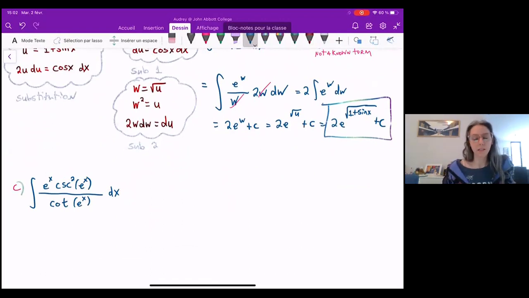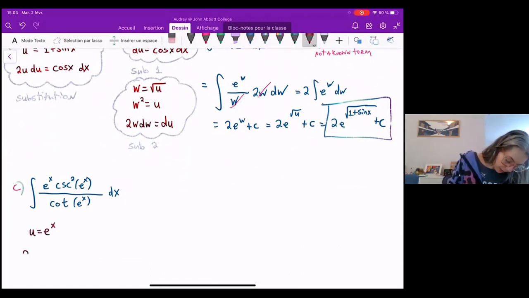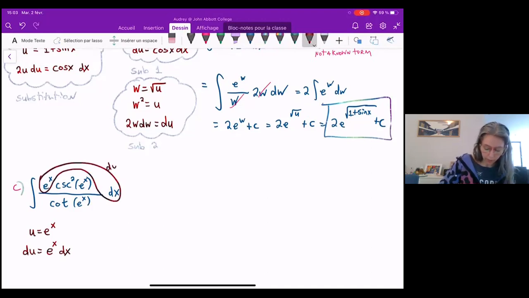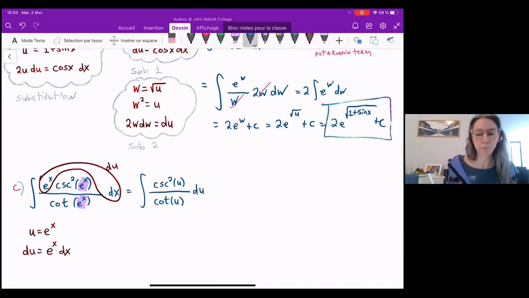We've seen that when e to the x's are involved, especially when you've got a whole bunch of them, sometimes it can be useful to just be like, hey, I'm going to let u equal e to the x. So we're going to let u equal e to the x here, and therefore du is equal to e to the x dx, which I have, yay, good news. That's my du. And then the other e to the x's just get replaced with u. So this is cosecant squared of u over cotangent of u du.